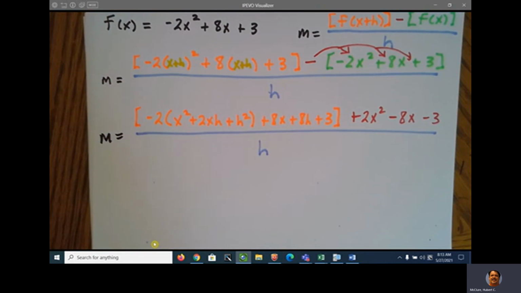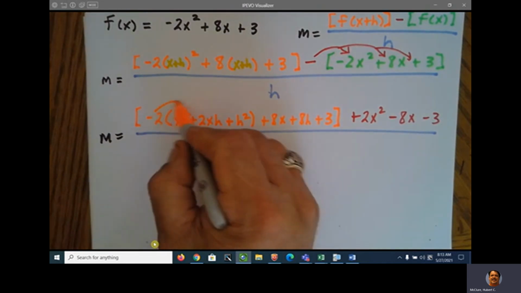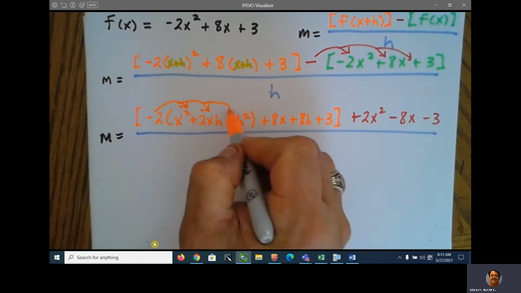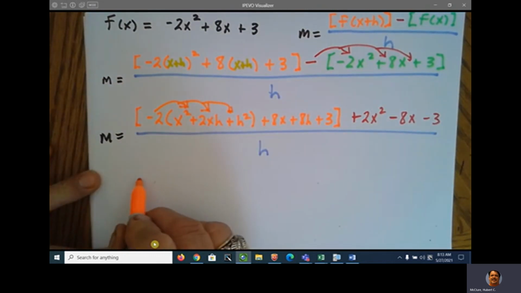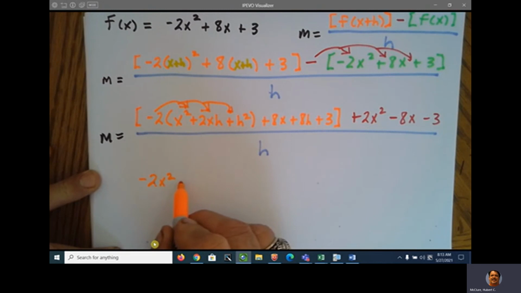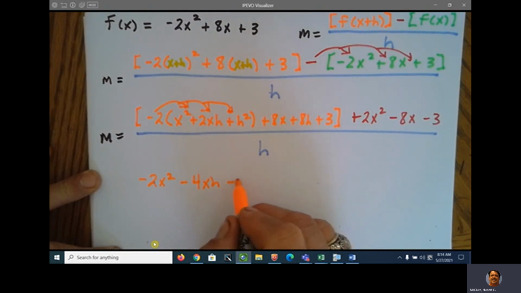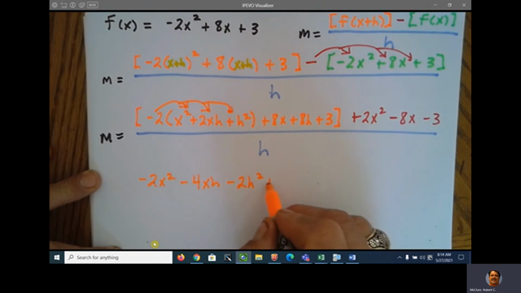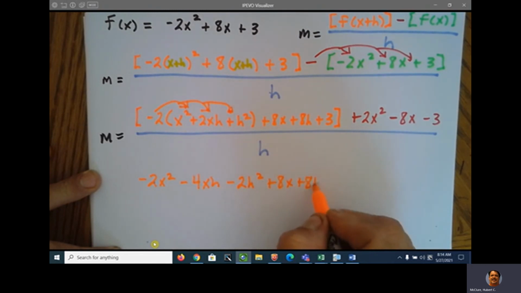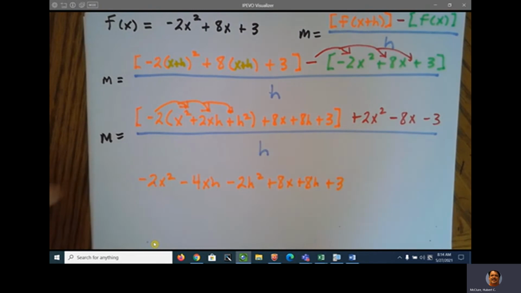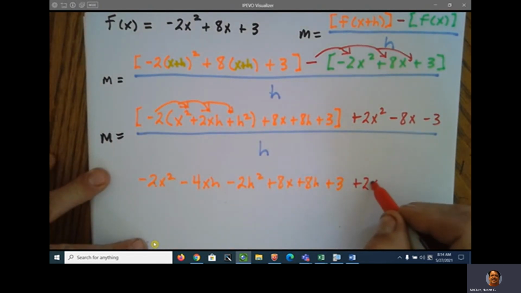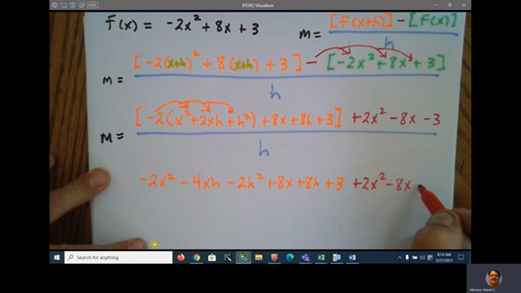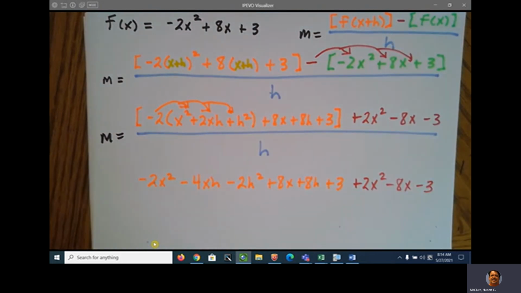And now I got to distribute that negative 2. And that's going to give you negative 2x squared minus 4xh minus 2h squared plus 8x plus 8h plus 3. And then plus 2x squared minus 8x minus 3 all over h.